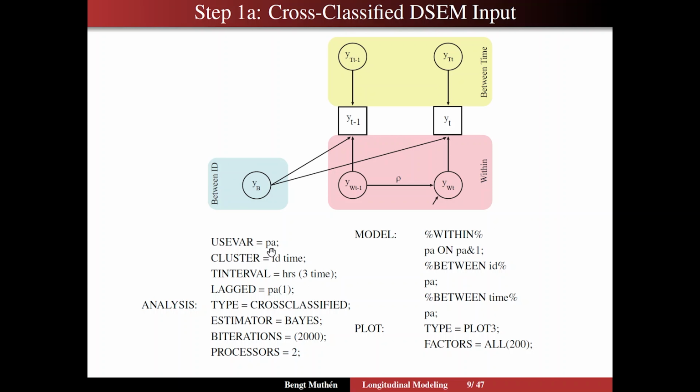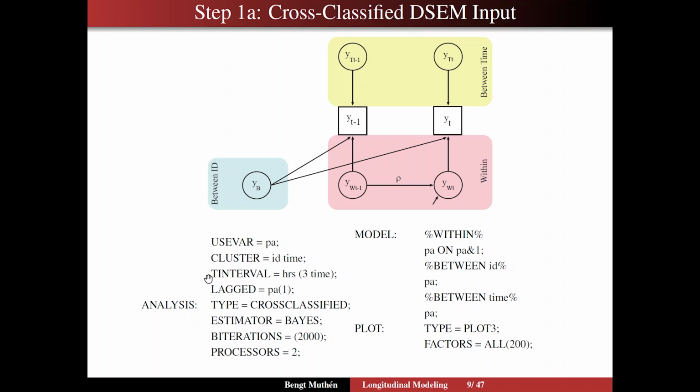Use variable list is equal to PA. So PA is what Y represents here in the general notation. It's a univariate analysis, single variable across time. And now we have a cluster variable setting with 2 variables on the right hand side: ID, that is person, and time.